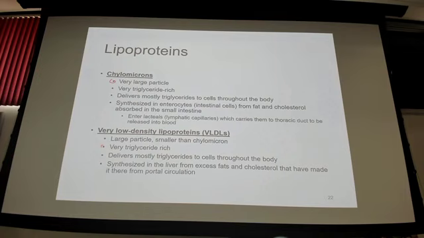high in triglycerides, okay, and delivery of triglycerides throughout the body is the main function of very low density lipoprotein, okay.